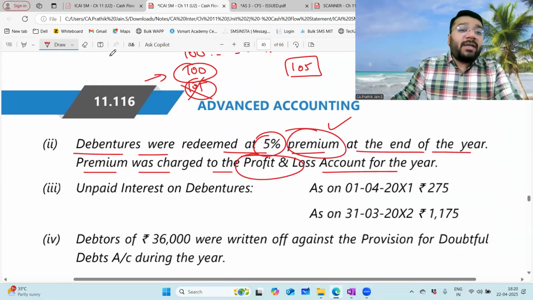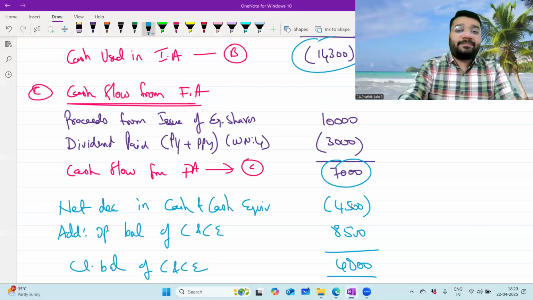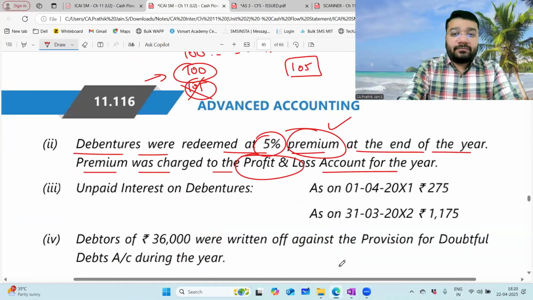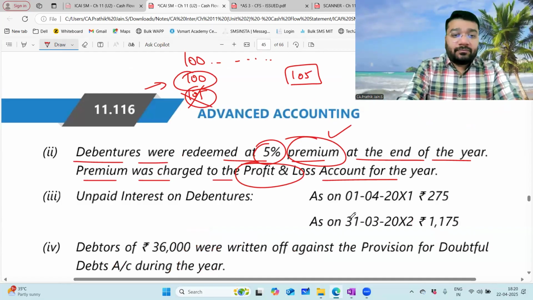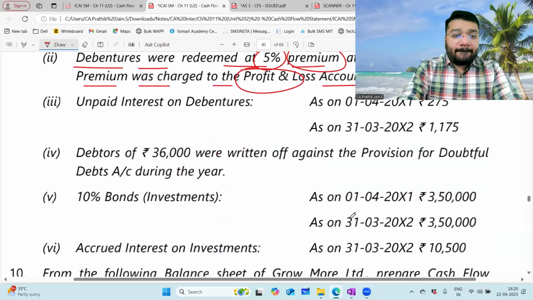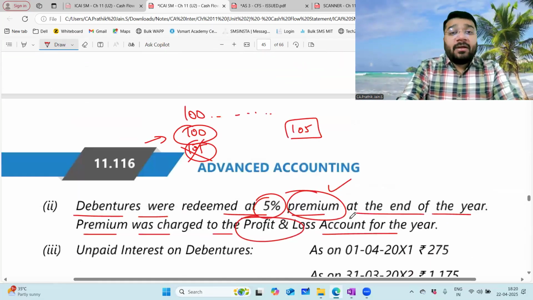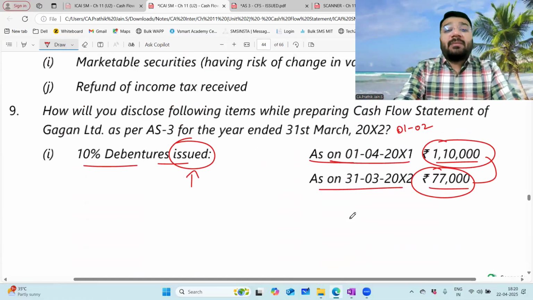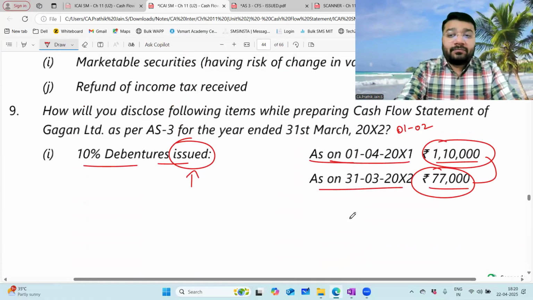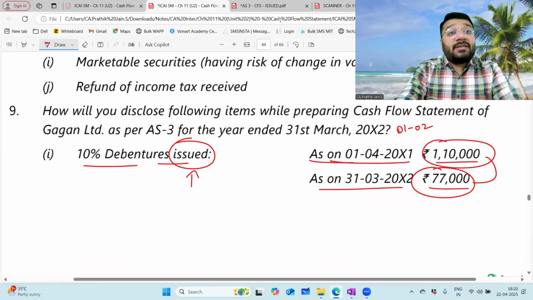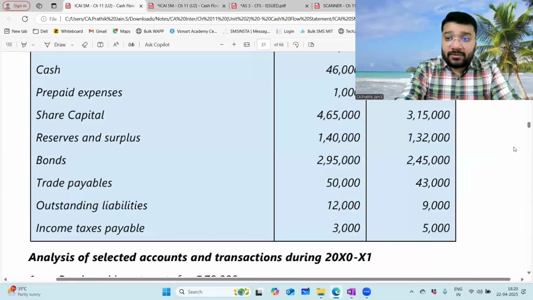Now please tell me, what is the journal entry for redemption of debentures? One second. Nishi's interpretation was 10% debenture issued. Outstanding 10% debenture. I can't take the word issued, because then this becomes cash inflow. If the debenture is issued in the current year, this becomes cash inflow. So we have to see the answer whether they've taken that as cash inflow or not. Wait, let me cross check.